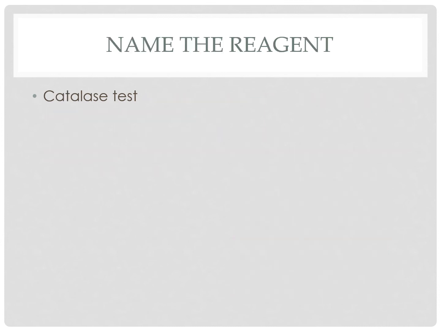All right, let's go ahead and name the reagent. If you have the catalase test, what's the name of the reagent? The reagent would be 3% H2O2. If you're dealing with the A disc, what does the A disc stand for? The A disc stands for bacitracin disc, and the bacitracin disc is one that we can use to determine if we have a Staphylococcus species versus a Micrococcus species.